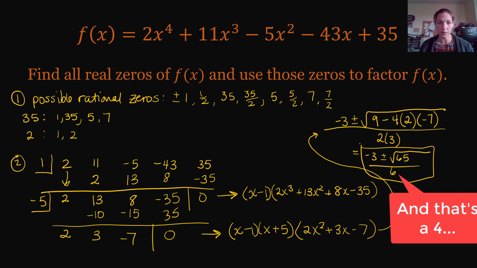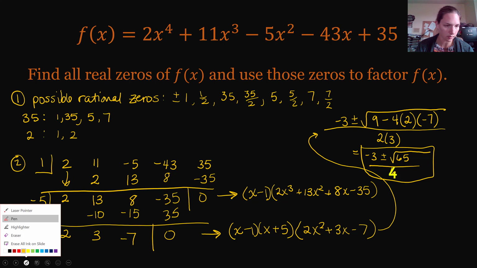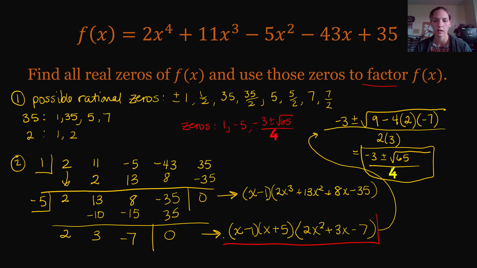So my zeros, I'll change colors here so you can tell that I'm finalizing this. My zeros are 1, negative 5, and negative 3 plus or minus the square root of 65 over 6. In my factoring, it says, and use those zeros to factor it. This is my final factorization.